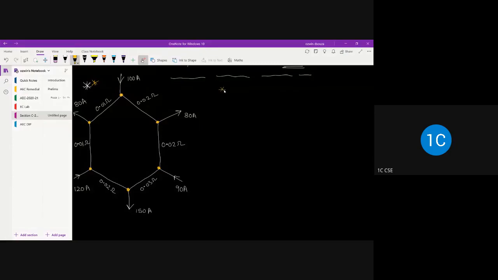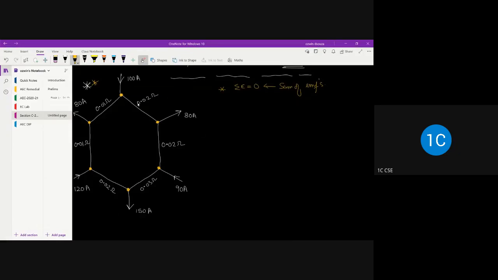First of all, observe that there are no voltage sources given in this particular network. So when you apply KVL, summation E becomes 0. Okay, remember summation E becomes 0, where summation E is the sum of EMFs. That means the network is being powered by some other source, but that particular source is not shown in this particular network.